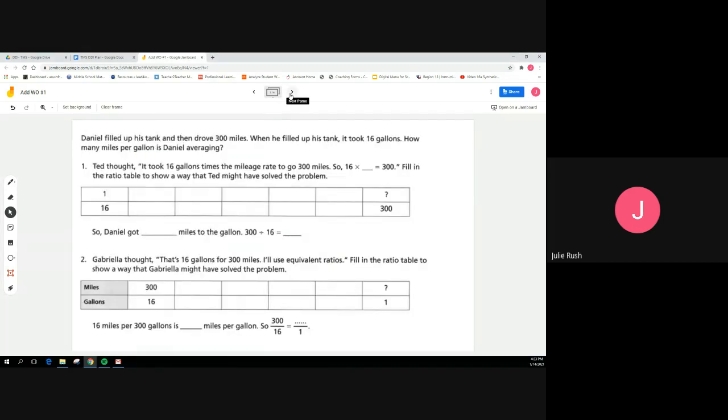It says Daniel filled up his tank and then drove 300 miles. When he filled up his tank, it took 16 gallons. How many miles per gallon is Daniel averaging?